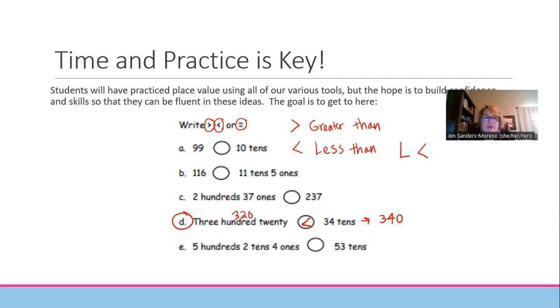5 hundreds, 2 tens, and 4 ones. And then 53 tens. 524 is less than 530.